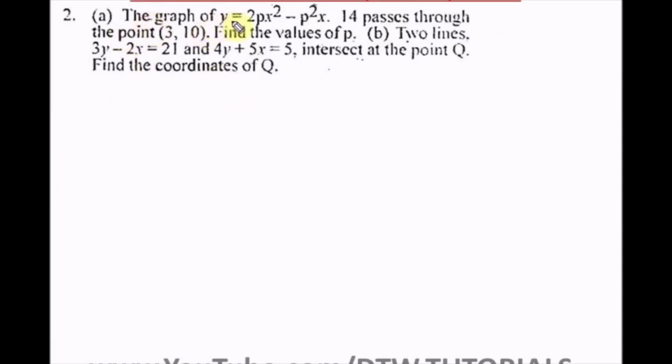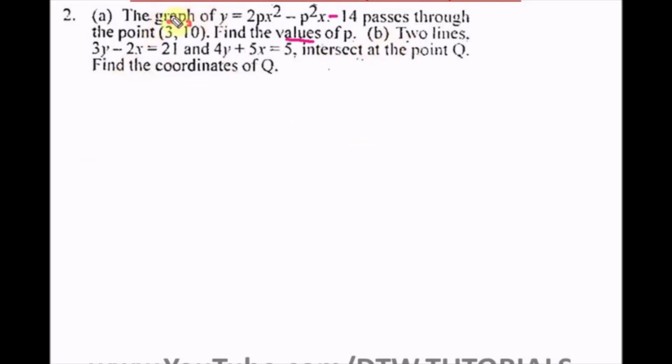Question 2A of the WAEC 2018 Mathematics Theory Past Questions. It says the graph of y equal to 2px squared minus p squared x, I think this should be a minus 14 here, minus 14, passes through the points 3 and 10. That is x and y. Find the values of p. Okay, you can see here, find the values. That means we're going to have 2 values of p. Okay, so we're going to answer question 2A here. Then the next screen, we're going to answer 2B.